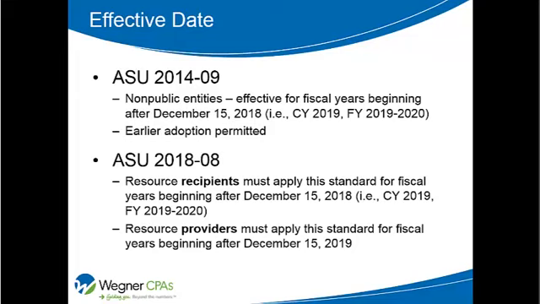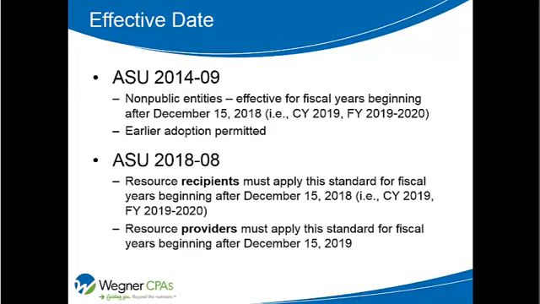ASU 2018-08 has 2 different implementation dates. It depends on if you're the one receiving the resources or if you're the one providing the resources. So if you're receiving resources from a funding source, you have to apply the standard the same as ASU 2014-09. So it's fiscal years beginning after December 15th, 2018. So that'll be calendar year 2019 entities or fiscal years that are ending in 2020. So again, if you're a resource recipient, you're going to implement this at the same time as you implement ASU 2014-09.